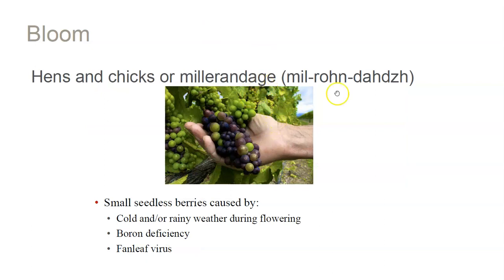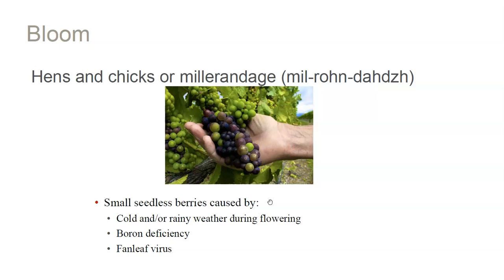Hens and chicks, or millerandage in French, is this issue where you have these parthenocarpic berries. Parthenocarpy is seedlessness. That's a fancy word that you can take with you. So those little berries there are seedless. They are often more advanced in phenology than the big seeded berries. So you have uneven ripening on this cluster. This might be something like 24 brix. This hasn't even gone through veraison. 24 brix, this would be like 7 brix, maybe 6 brix. So that's kind of a problem, right? You don't have homogeneity in your ripening.